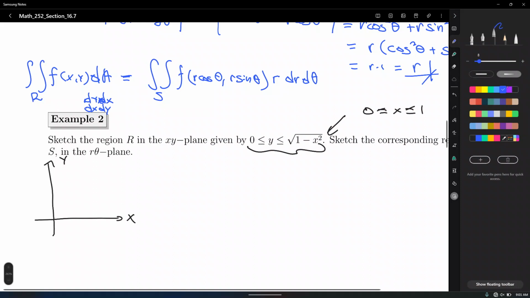So that means it's going to be this. Okay, there you go. Much better. It's going to be this region, right? I will shade it. And I'm going to call this our region R. Okay?